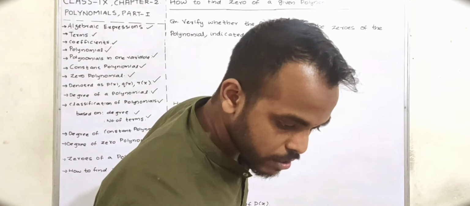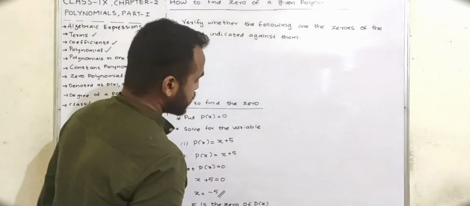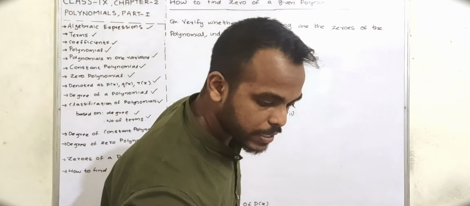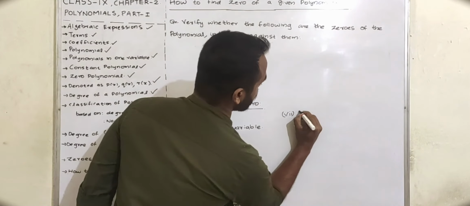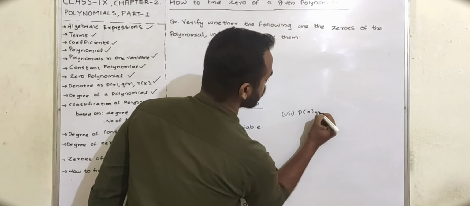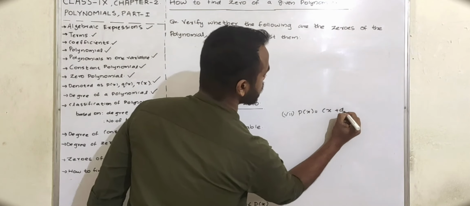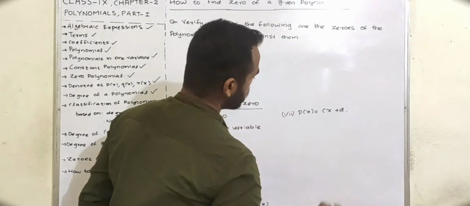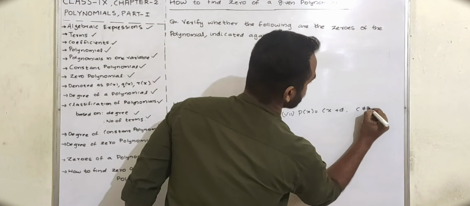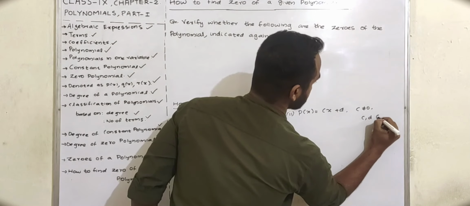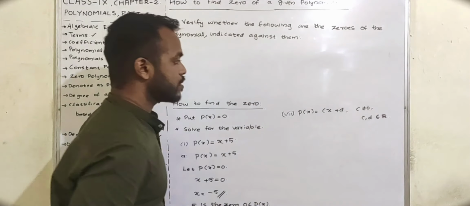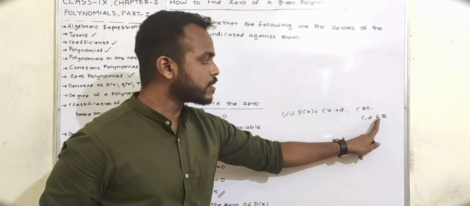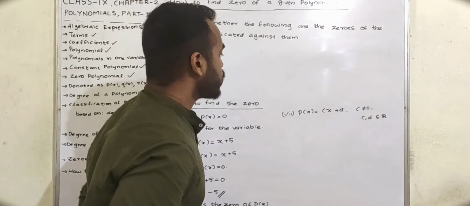Now another example. Say example 7. Example 7 may seem a bit difficult for you. So I am trying to solve this one. P of x is equal to cx plus d, where c is not equal to 0, and c and d are real numbers. I have told you what this symbol means. So I am going to solve this one.